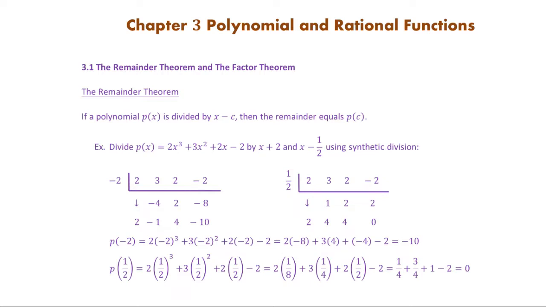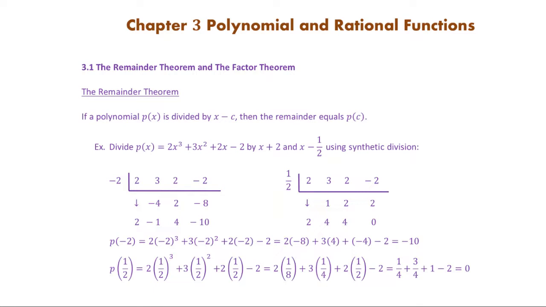Okay. Let's talk about the remainder theorem. The remainder theorem says if the polynomial p is divided by x minus c, then the remainder equals p of c. So what does it mean by that?